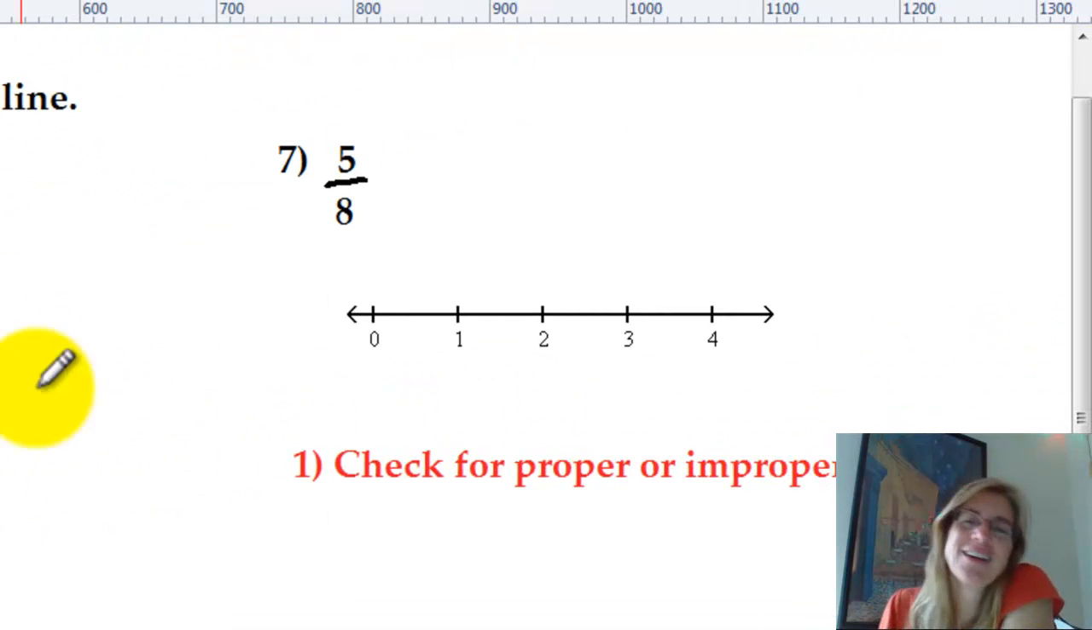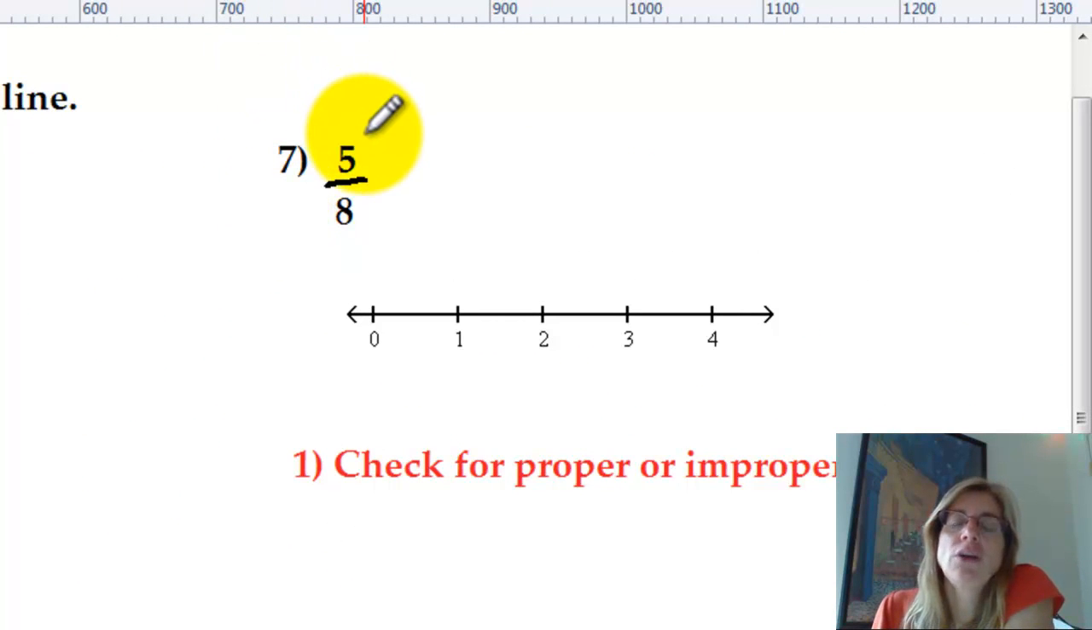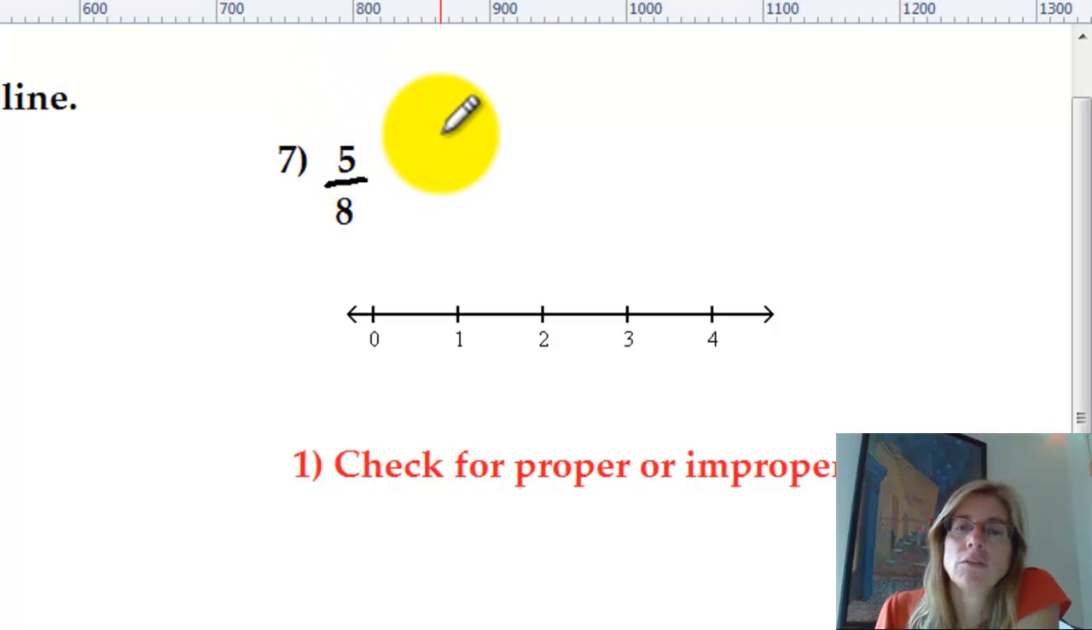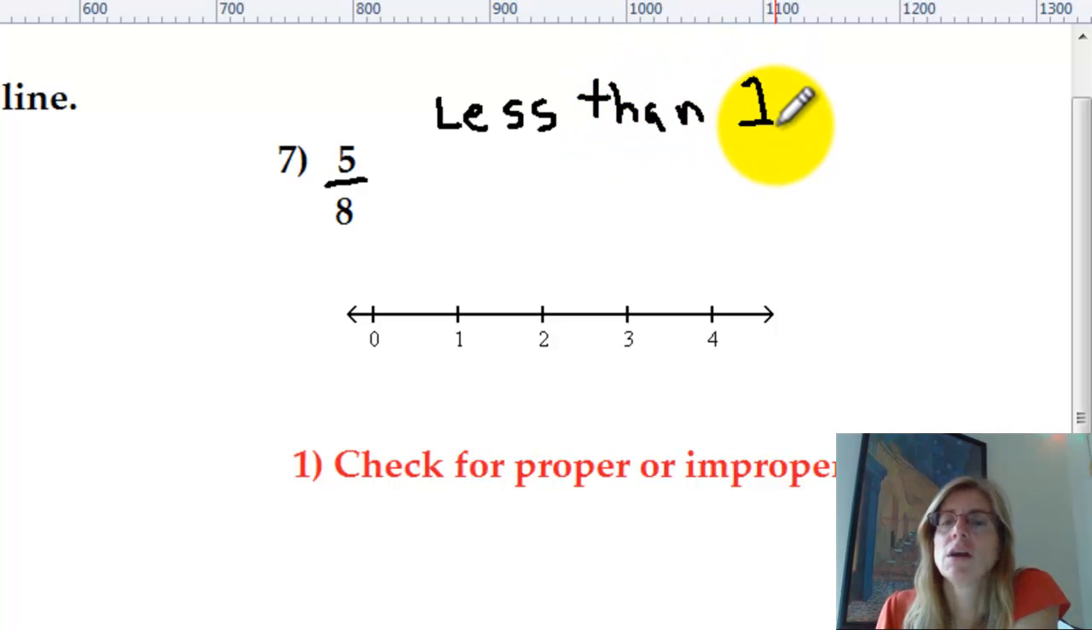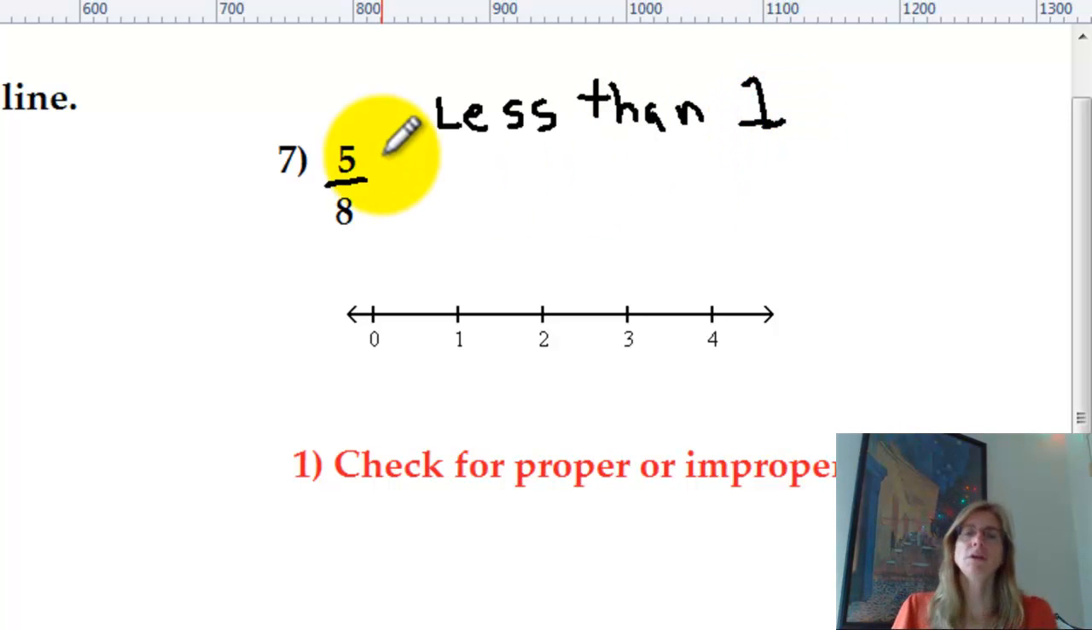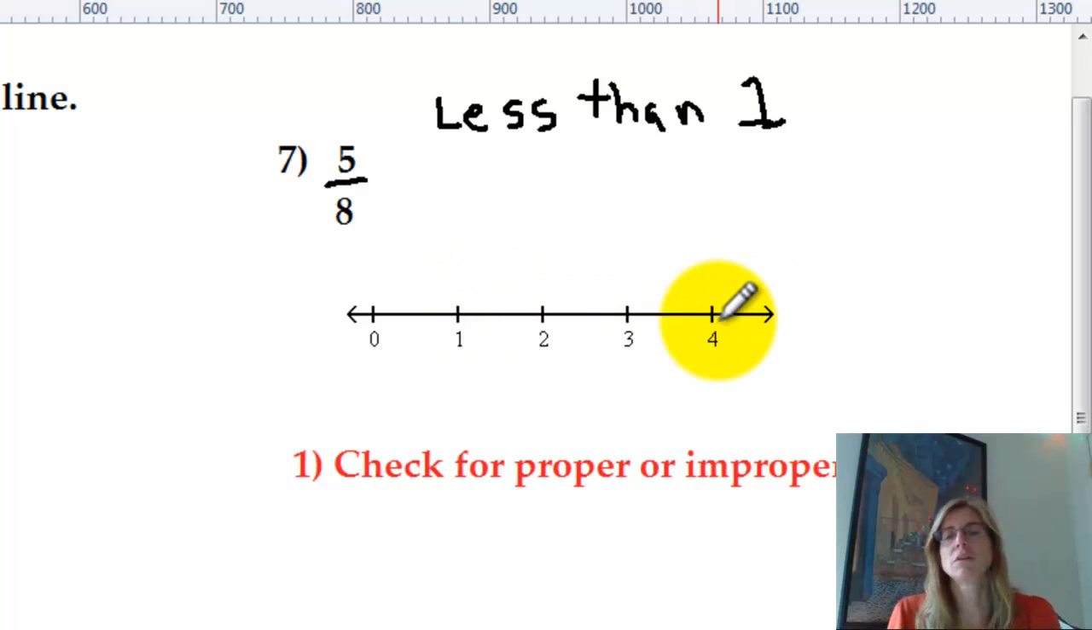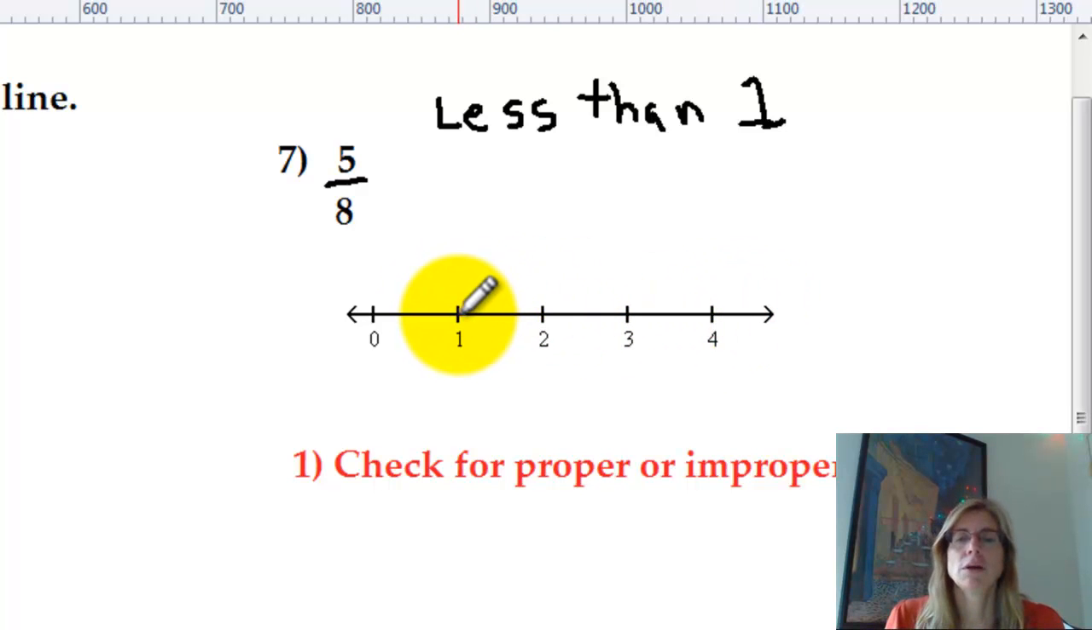Okay, so on number 7, we have to notice here that 5/8 is less than 1. This number is a proper fraction less than 1. So let's put that in big letters. Really important thing to know. And this is one of the most common mistakes on tests, is putting a fraction less than 1 beyond the number 1. It doesn't belong anywhere beyond this point.